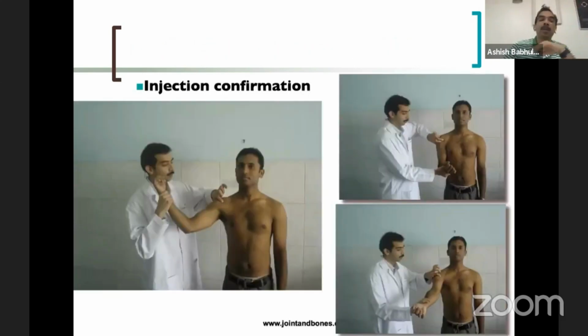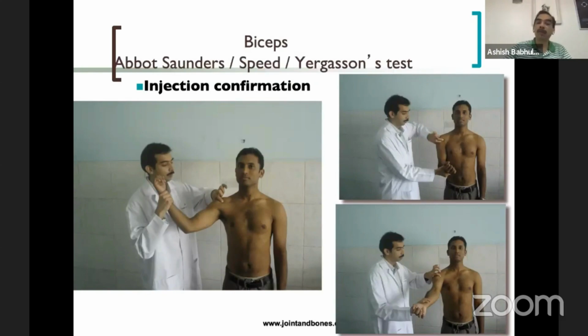So this is an important test that you ought to know. Coming to biceps conditions, there are several tests for biceps. On the first picture on your left side, you will see the Abbott-Saunders test for subluxation of the long head of biceps in the groove. On the right top side, what you're seeing is a forced supination, which is Yergason's test.